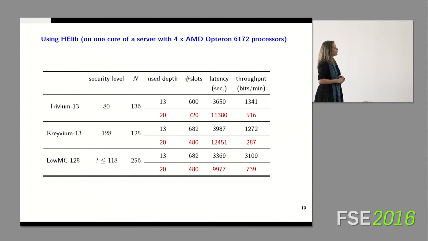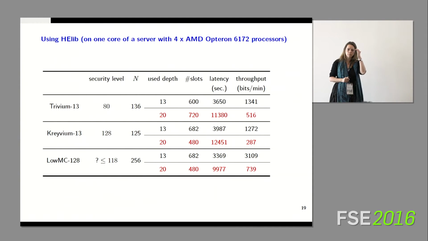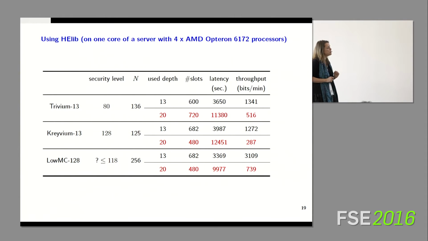But I have to say that this version of Low MC has a few security issues, because there's some interpolation attack on Low MC with these parameters, which has time complexity 2 to the 118. So this means that we probably need to increase the security margin of Low MC, and add a few rounds, 4 rounds was suggested by the designer, I guess. And so in this case, this throughput must be divided by a factor of 2 or 3.